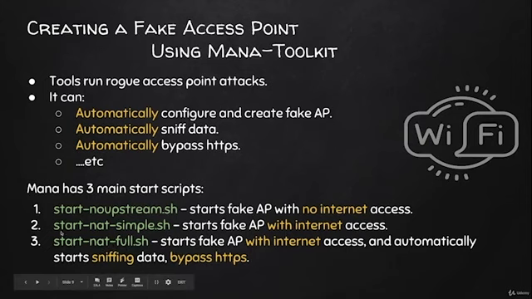So you can always start start-nat-simple. This will start a fake access point for you with internet access, and then you can open another terminal window, use MITMf exactly as I showed you before, and you'll be able to sniff data and bypass HTTPS. You can also use Wireshark if you want to sniff the data and analyze them, again exactly as shown before. Now in the next lecture, I'm going to show you how to use Mana Toolkit to create a fake access point with internet connection.